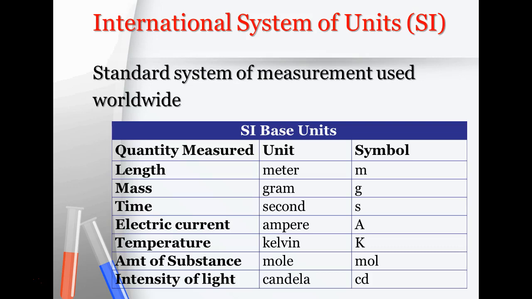The International System of Units is a standard system of measurement used worldwide. You need to complete the chart that's in your notes with the quantity measured, the unit, and the symbol. Length is measured in meters, and the symbol is a lowercase m. Mass is measured in grams, lowercase g. Time is measured in seconds, lowercase s. Electric current, ampere, capital A. Temperature, Kelvin, capital K. Amount of a substance is a mole, M-O-L. Light intensity, candela, C-D.